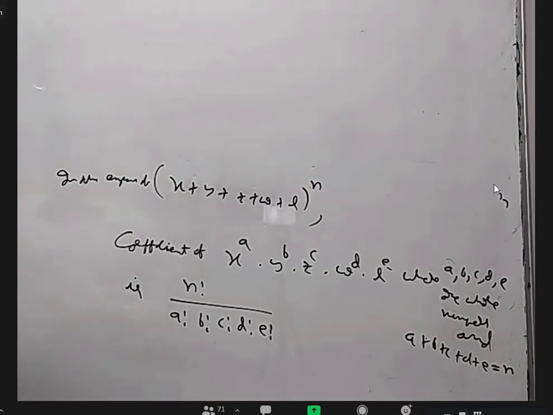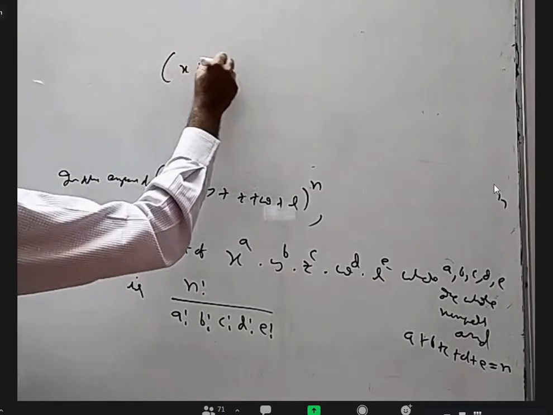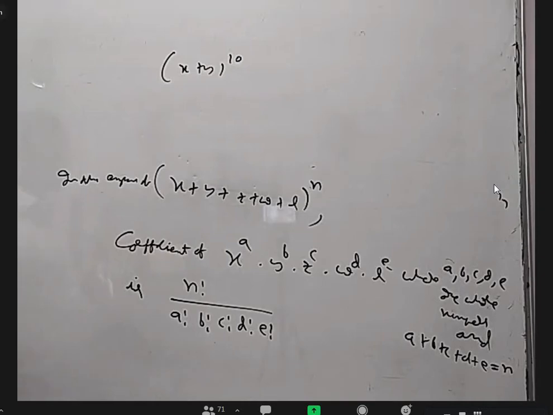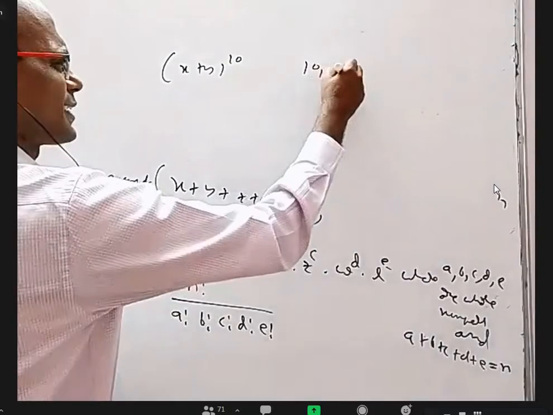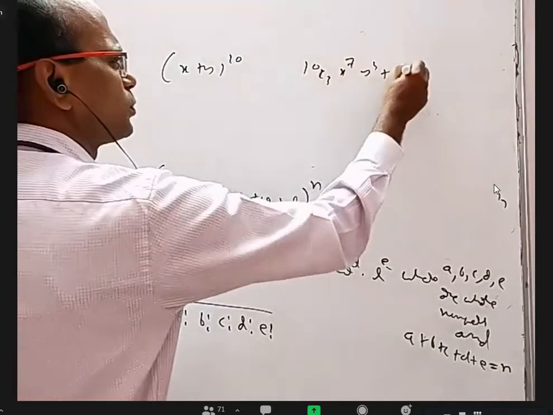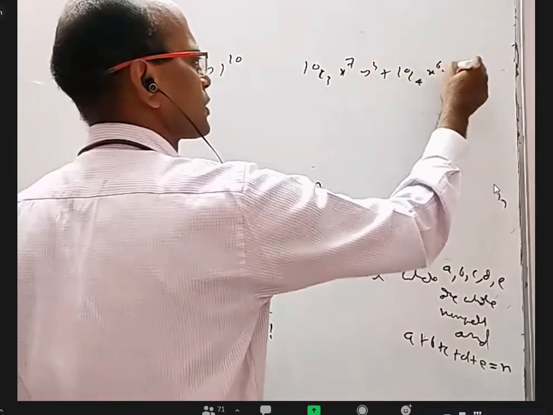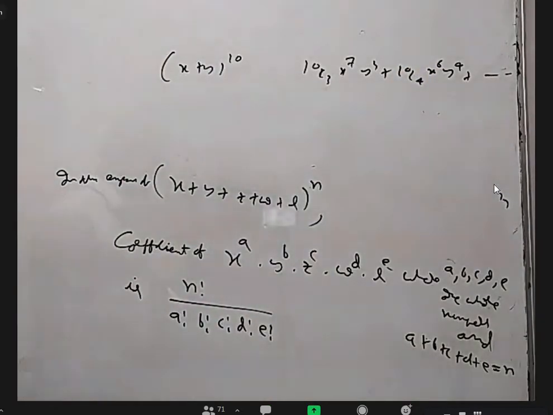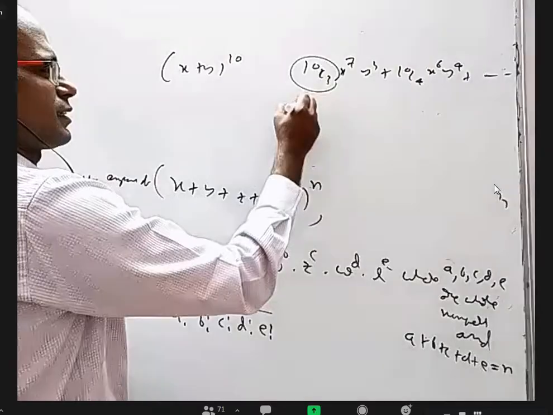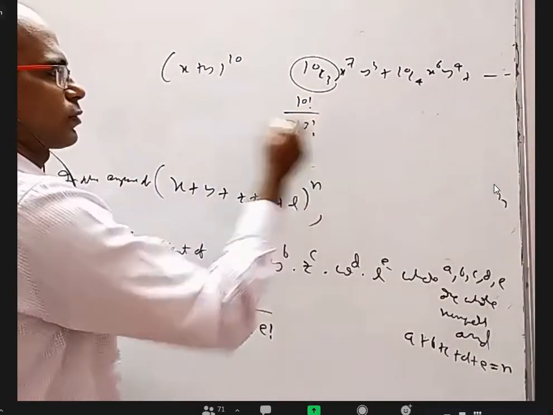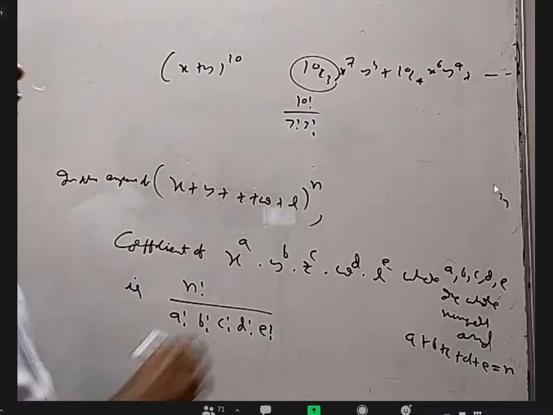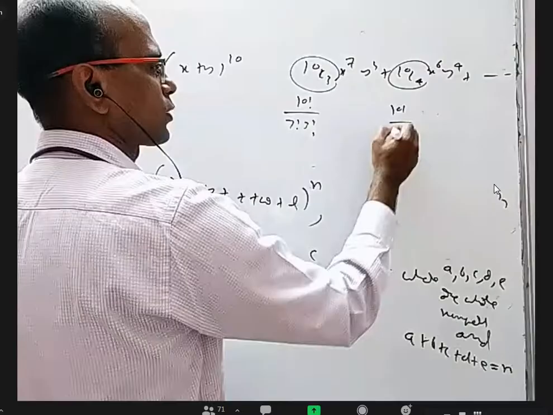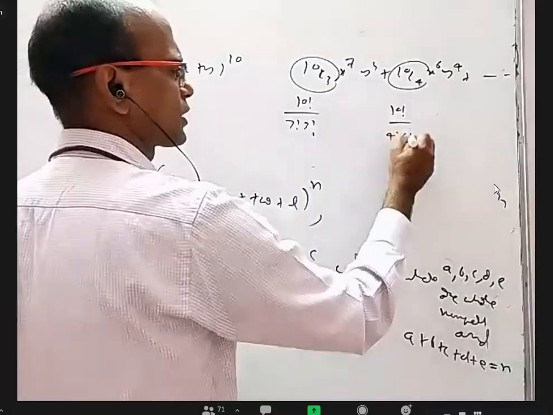Now coming to our regular binomial, if we take (x + y) whole power 10, we are getting some terms like 10C3 x power 7 y cube, 10C4 x power 6 y power 4, and so on. What is this 10C3? 10 factorial by 7 factorial 3 factorial. What is this 10C4? 10 factorial by 4 factorial 6 factorial.